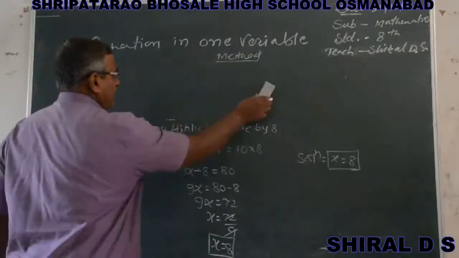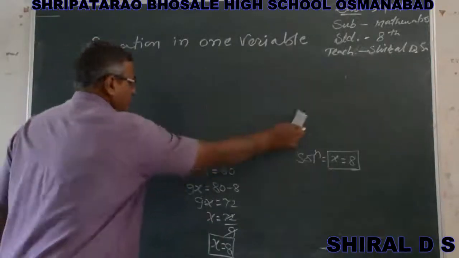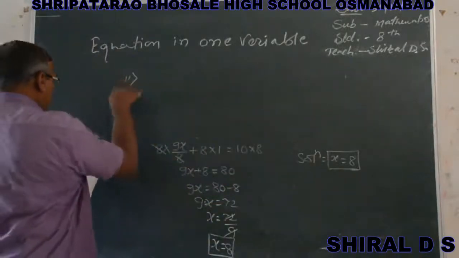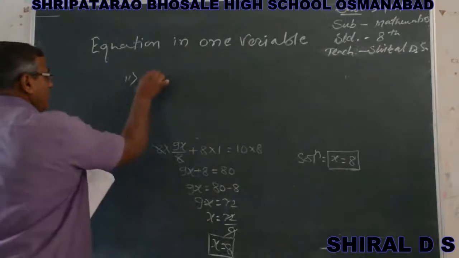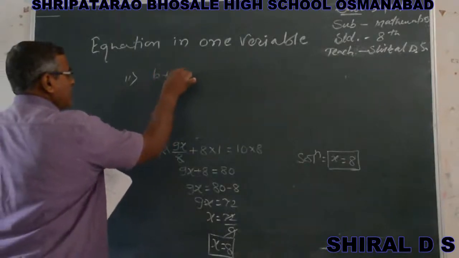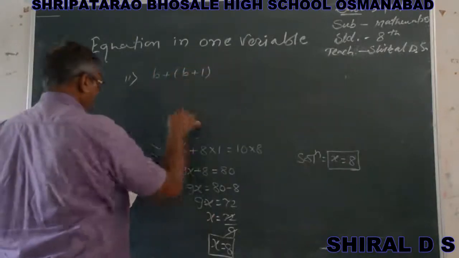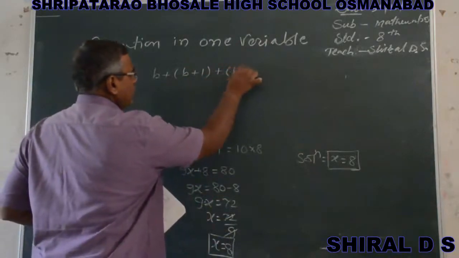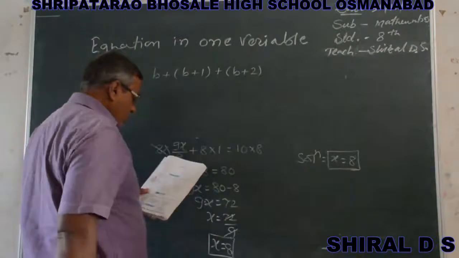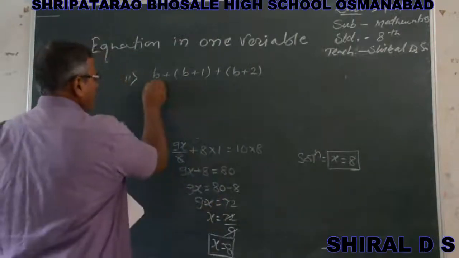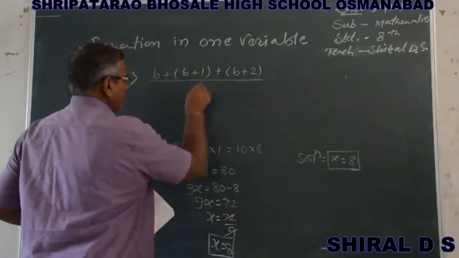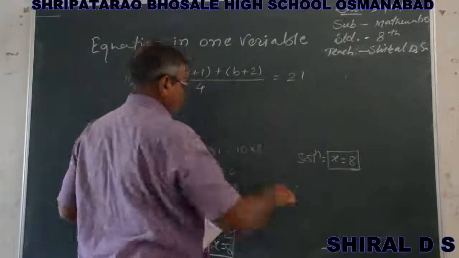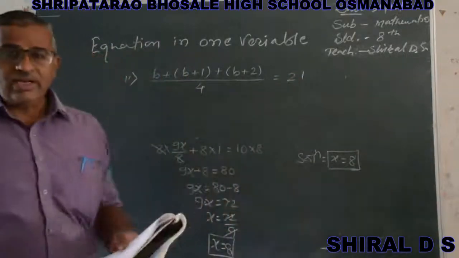Example number 11: b plus, in brackets, b plus 1, close bracket, plus, in brackets, b plus 2, close bracket, upon 4 is equal to 21.